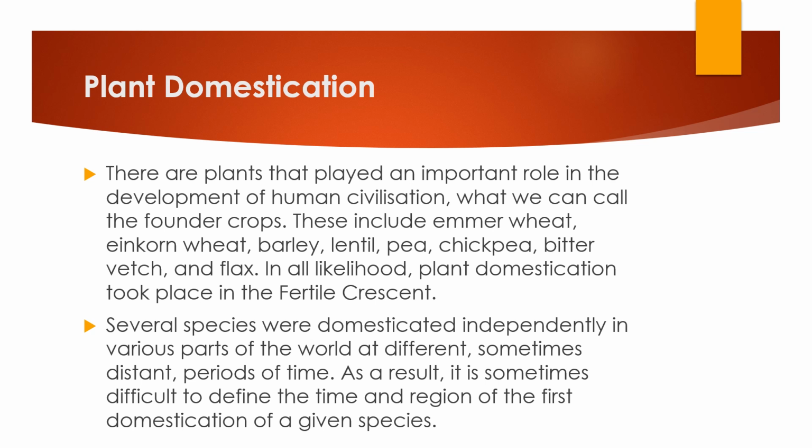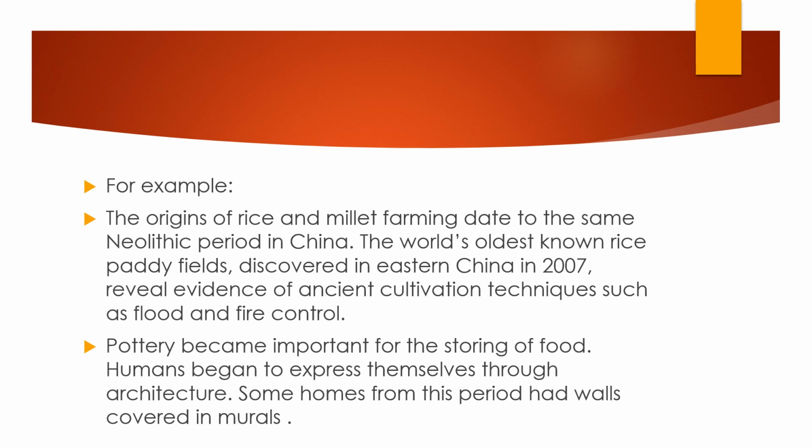Several species were domesticated independently in various parts of the world at different, sometimes distant periods of time. As a result, it is sometimes difficult to define the time and region of the first domestication of a given species. For example, the origins of rice and millet farming date back to the same Neolithic period in China. The world's oldest known rice paddy field, discovered in eastern China in 2007, revealed evidence of ancient cultivation techniques such as flood and fire control.